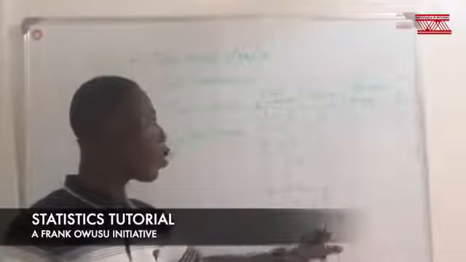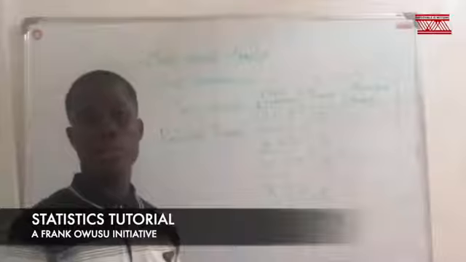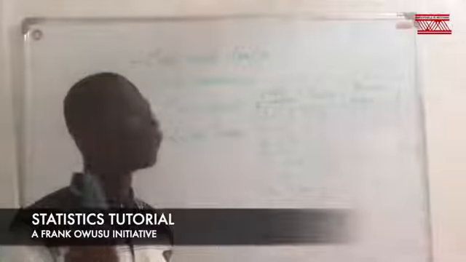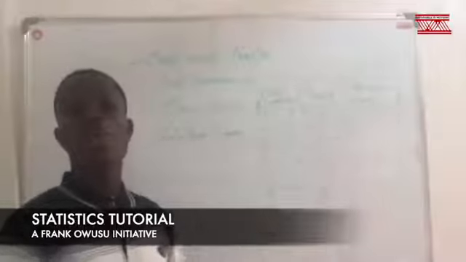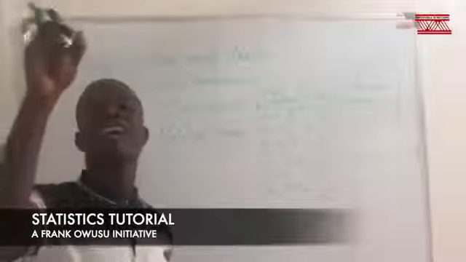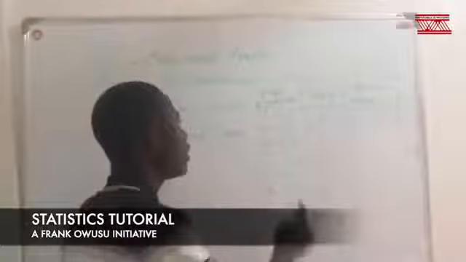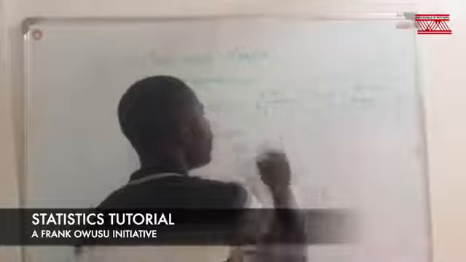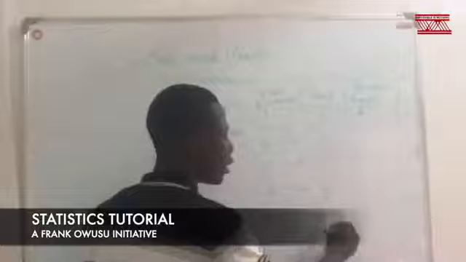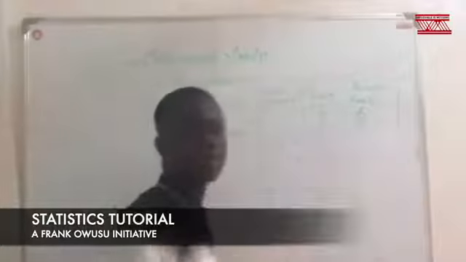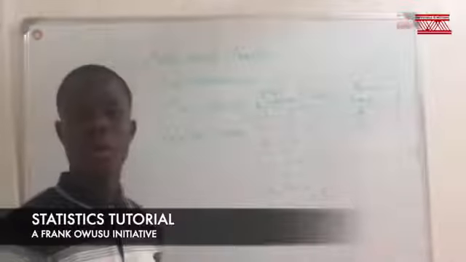So the summation of all the frequencies gave us what? 18. So if we are asked to find the relative frequency of the first class interval, we divide the frequency of that class by the total frequency. The frequency of this first class interval is 2. So we divide this 2 by the total frequency, that's 18. So it is 2 over 18. Please, I hope you are following.